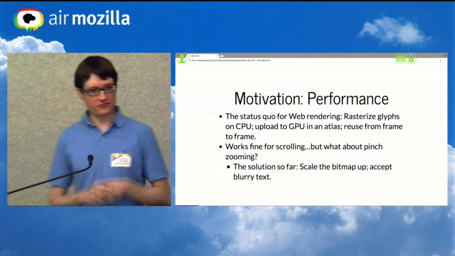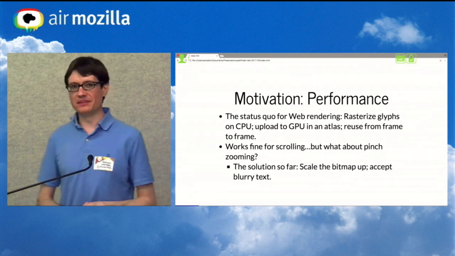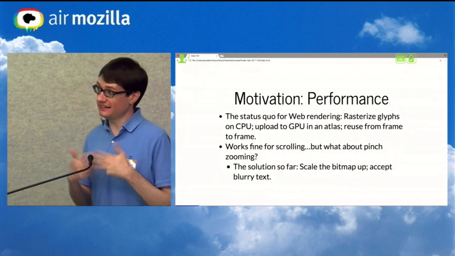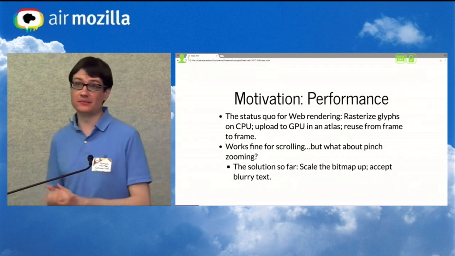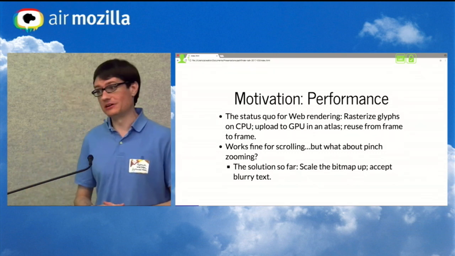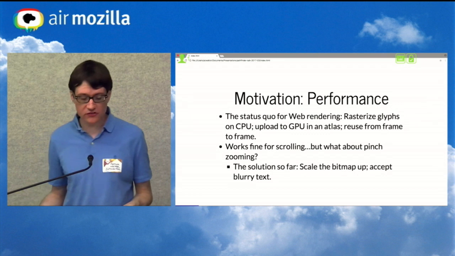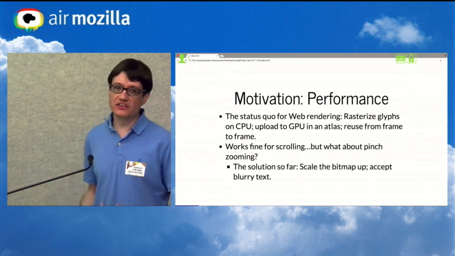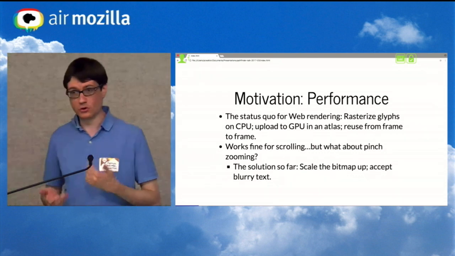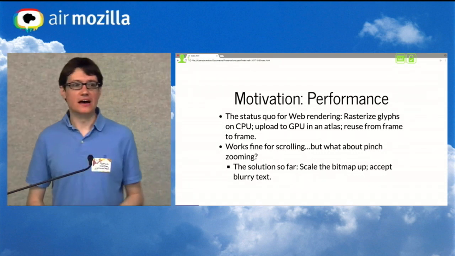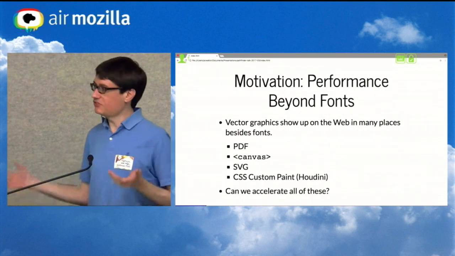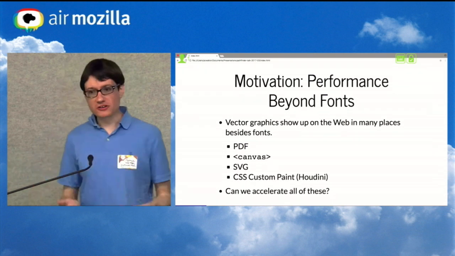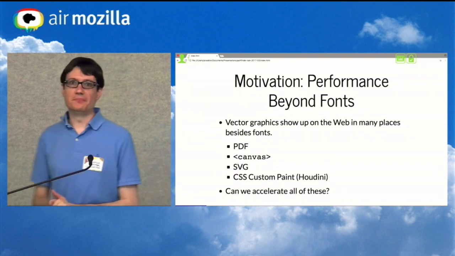We would like to have more fluid apps, and to do that, we need to, in some cases, accelerate text, because in many cases, text is actually the limiting factor. In WebRender, for example, on frames where we have to render text and it's not cached, oftentimes rendering the text on the page costs more than rendering the whole rest of the page. So we would like to make fonts faster. But vector graphics aren't just useful for fonts.